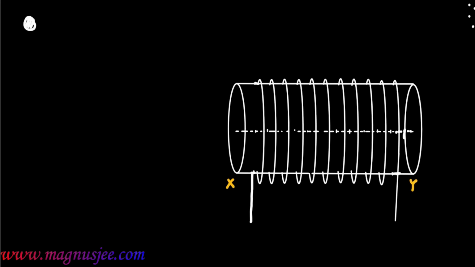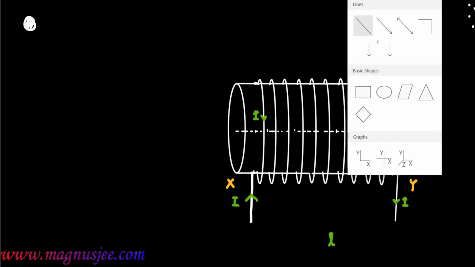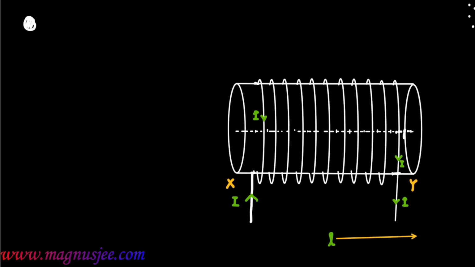In the diagram, we have a solenoid. X and Y are the two ends of the solenoid. A current I flows through the cylindrical coil in this way. Current enters the solenoid through the end X, and it will flow away from the end Y. And small l is the length of the solenoid.